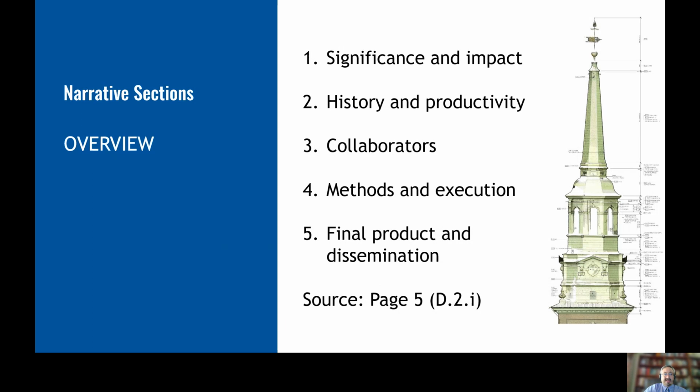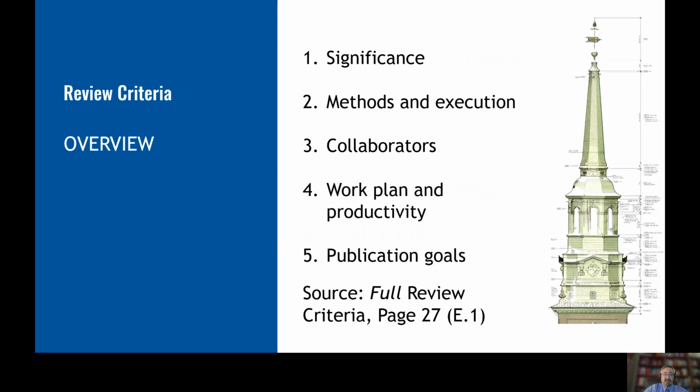The sections of the narrative are these 5: significance and impact, history, productivity, collaborators, methods and execution, and final product and dissemination. You'll find those sections beginning on page 5. And these roughly overlap or relate to the review criteria to a great degree, which are listed here: significance, method, collaborators, work plan, and publication goals. And you can see the full review criteria on page 27.